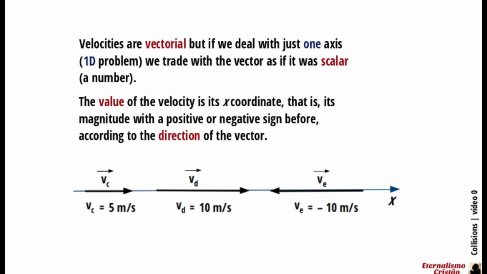Velocities are vectorial, but, if we deal with just one axis, 1D problem, we treat the vector as if it was scalar, a number. The value of the velocity is its x-coordinate, that is, its magnitude, with a positive or negative sign, according to the direction of the vector.